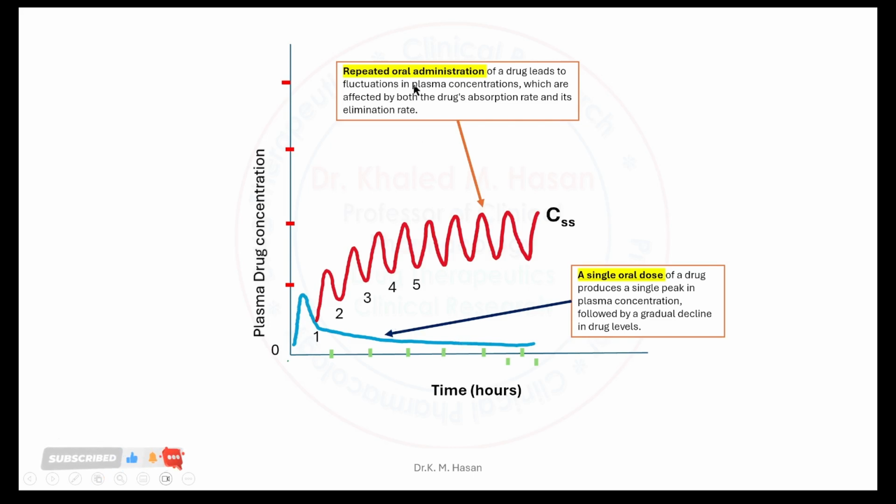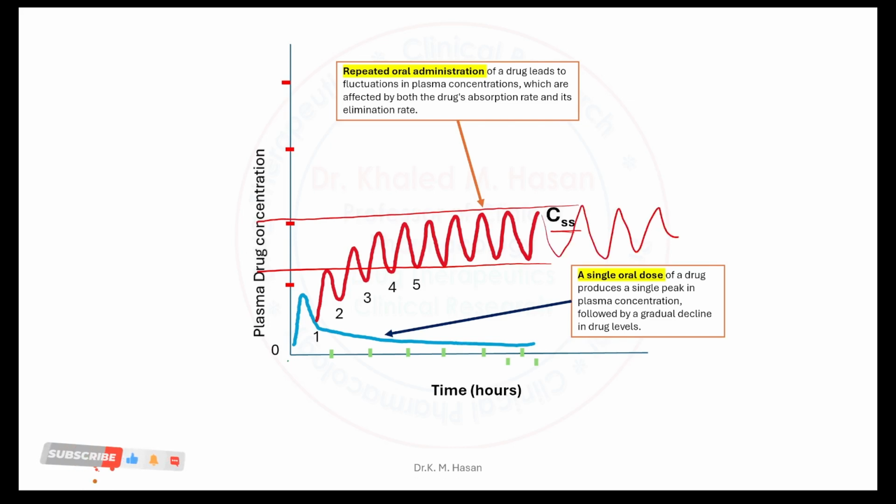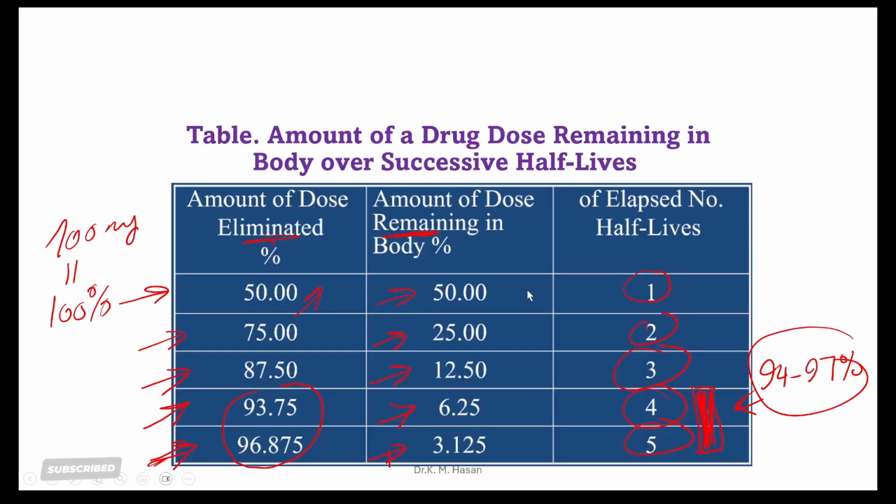What happens after repeated administration? The drug can lead to fluctuation and accumulation. You can see here the first half-life, second, third, fourth, fifth, and then we have steady state. If you draw a line here, then another line here, you can see we have a steady state of the medication. We remain at this level, for example. So after 4 to 5 half-lives, the drug will achieve the steady state concentration.